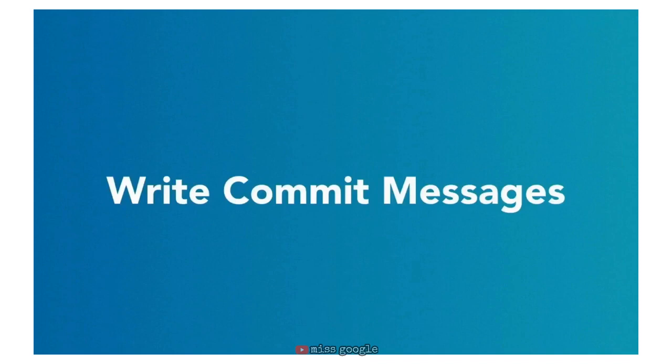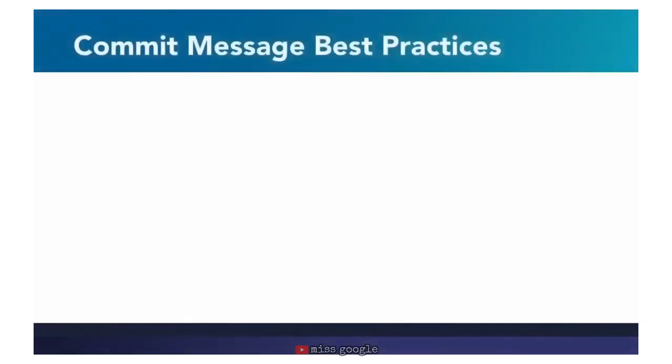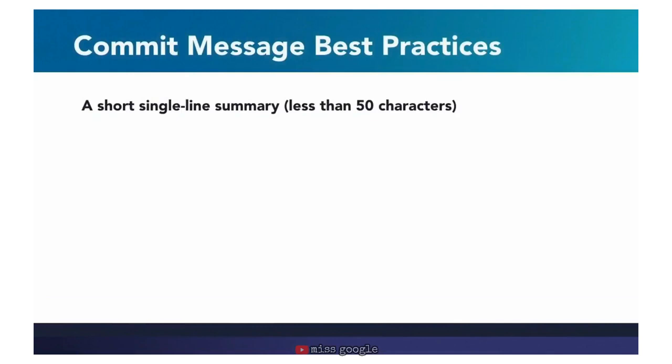In the last movie, we made our first commit, and we provided a commit message to describe what was in the changes that were being committed. In this movie, I want us to talk a bit more about how you write good commit messages, because there are some best practices. The first thing is that you always want to begin with a short, single-line summary of what the changes are. That would be something that's less than 50 characters.